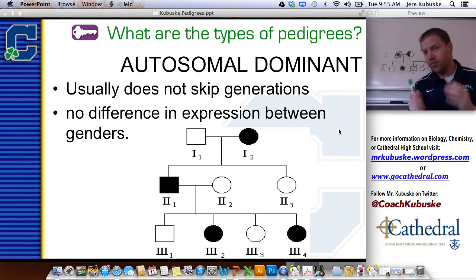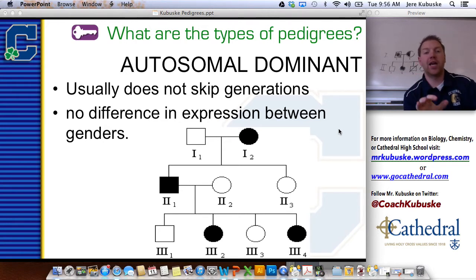Now, there's going to be 4 types of pedigrees. 2 for autosomal traits and 2 for sex-linked traits, and 1 for dominant and 1 for recessive for each. So I'm going to tell you how to identify which type of pedigree you're actually looking at. We can figure out the type of trait that we're looking at based on the pedigree.